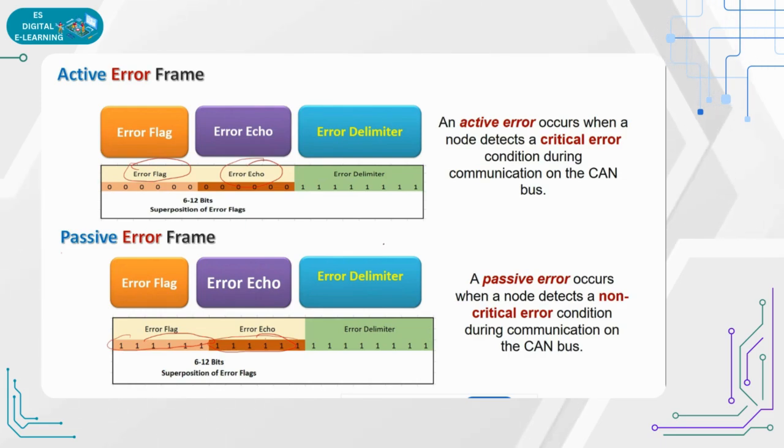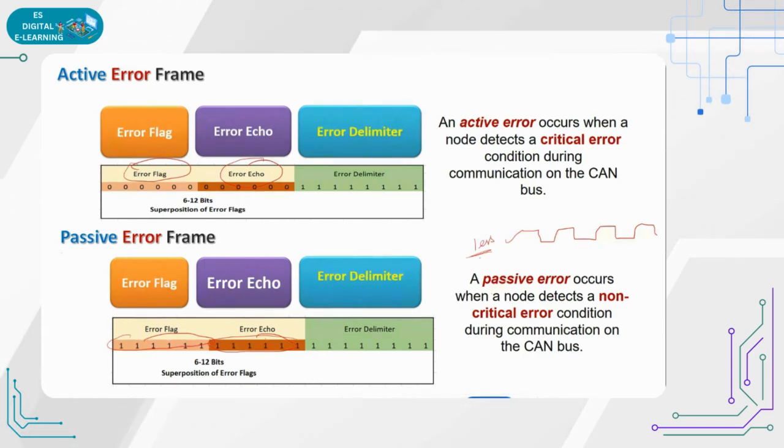But it won't affect much, because a 0 means the transaction is happening, and that indicates something critical. In a passive error, it is not impacting; the message is coming and going. Whenever it happens for a short duration, it does not impact the component or the system. It is not very critical. You can write down the sentence: a passive error occurs when a node detects a non-critical error condition during communication on the bus.